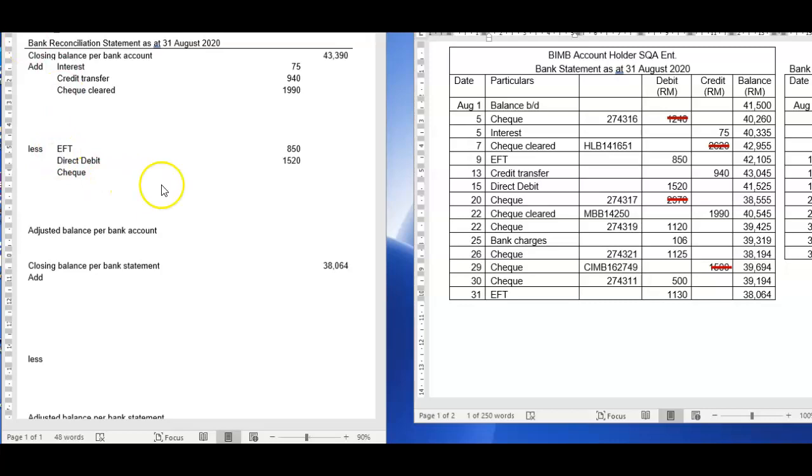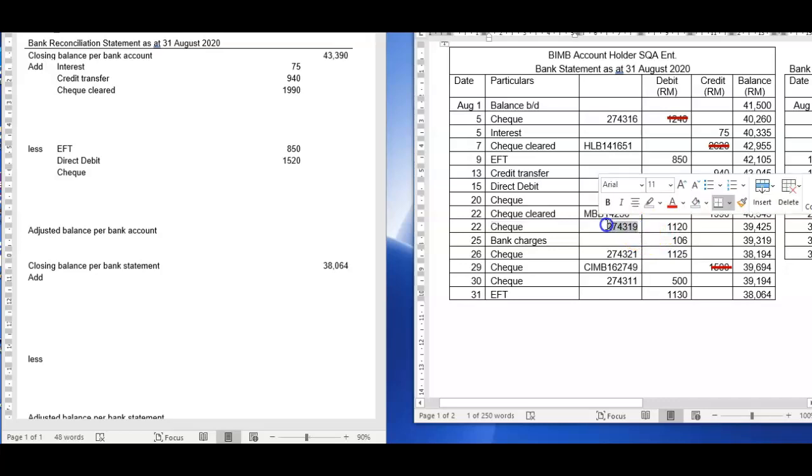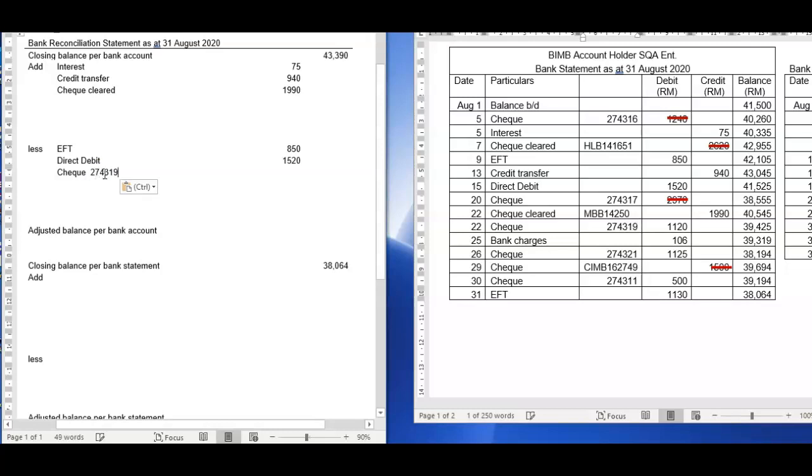But the check here, check 1120, that is the number. So you need to copy this information in the bank reconciliation statement, because later on we want to compare if there is any error. So you need that particular information, so you must put it. Okay, then you will put the figure for the check 274319, the amount will be 1120.